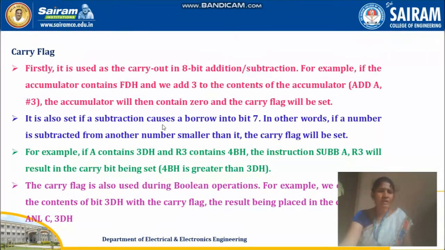It is also set if a subtraction causes a borrow in bit 7. So for example, if A contains 3DH and register R3 contains 4B, the instruction is subtraction with borrow. The content of the accumulator is going to get subtracted with the content of R3. When you do so, the result will be the carry bit being set, because 4B, that is hexadecimal data, is greater than your 3D hexadecimal data. So this is how you need to check whether your carry flag is set or reset.